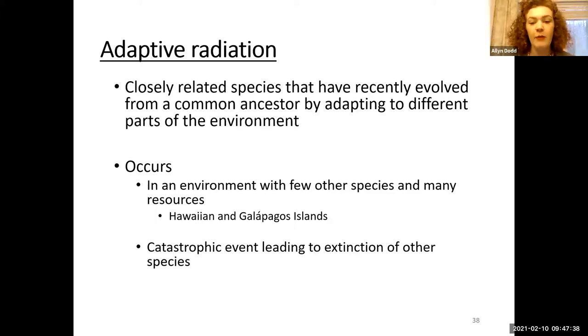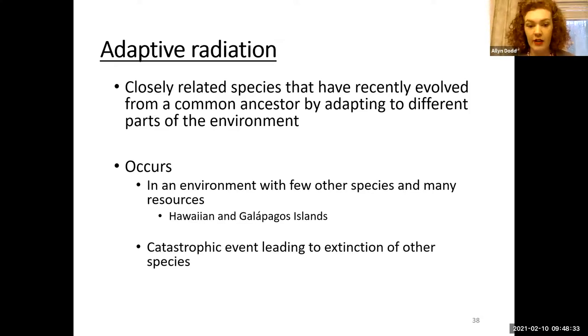First, this can occur in an environment with few other species and many resources. A good example is the Galapagos Islands and the Hawaiian Islands, because when islands form, there are not a lot of organisms there. And so organisms colonize. And so you can have organisms adapting to different parts of the environment, and thus that can lead to adaptive radiation over time. Particularly in archipelagos, which are groups of islands, we see this in the Galapagos with Darwin's finches, right? So that's one way that can happen, because you have a new habitat, like islands, and there's lots of resources, but not a lot of species. So species adapt to exploit different parts of the environment to reduce competition.